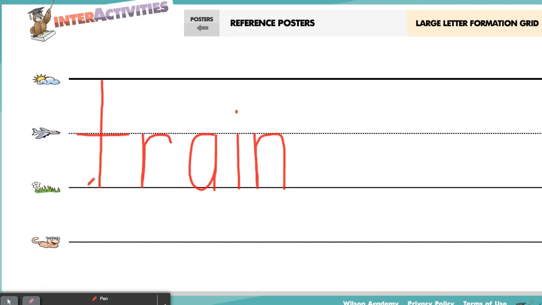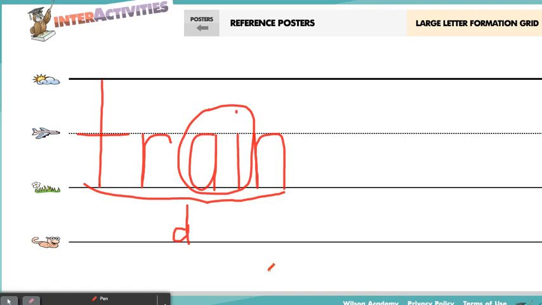To mark it, it is one syllable type, one scoop. You circle the AI because it makes one sound, A, and it is a double vowel syllable. So you make a D. Train.